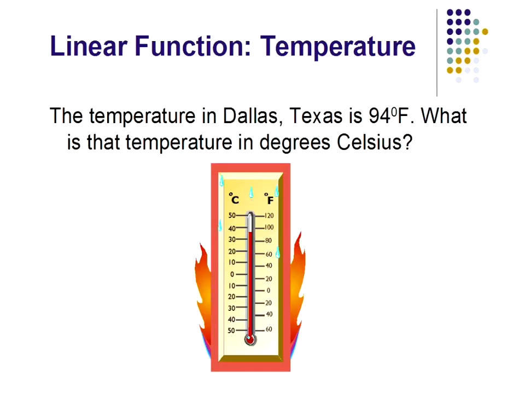There's also a function to relate degrees Celsius to degrees Fahrenheit. So the temperature in Dallas, Texas, let's say, is 94 degrees Fahrenheit. What is the temperature in degrees Celsius? We're going to figure out how to do this. I'll say we know this: we know that when it's 10 degrees Celsius, it's 50 degrees Fahrenheit.